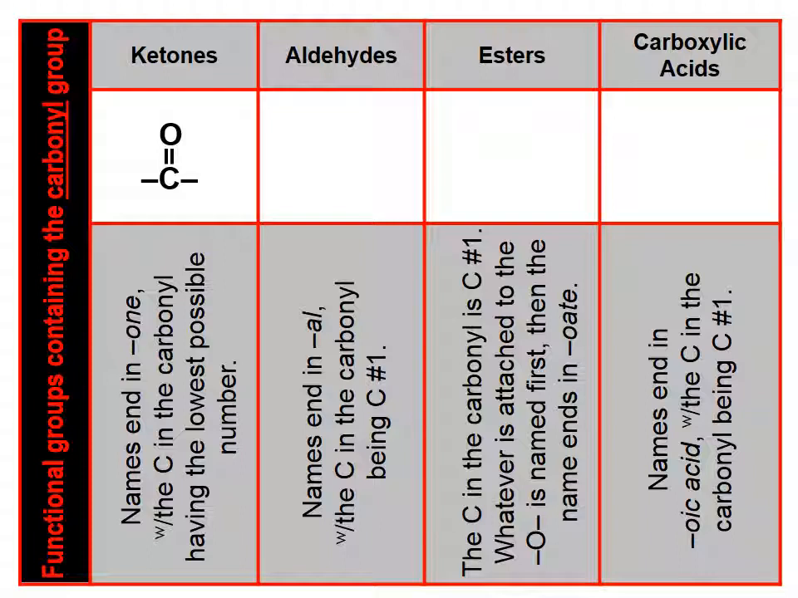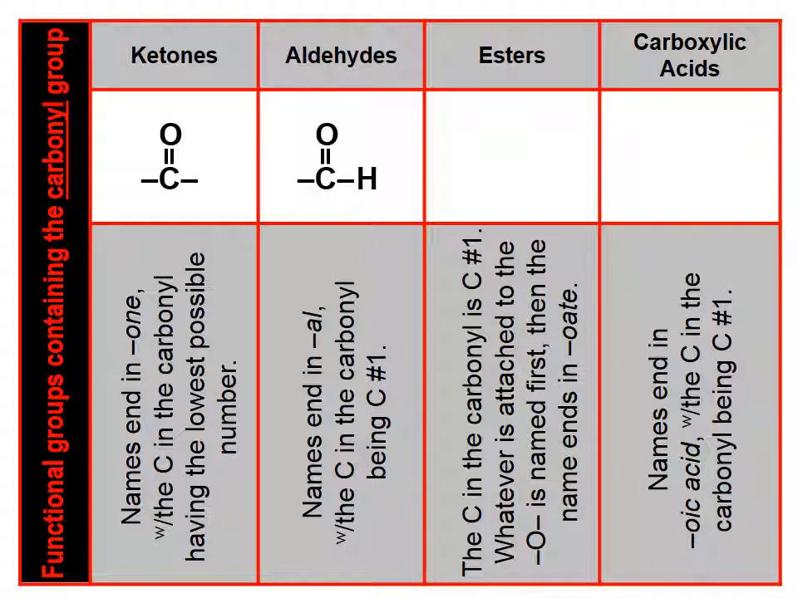Down here at the bottom, printed sideways, it tells us how we need to name these compounds. So I'll go through that quickly and then we'll do some examples. Ketones, the name ends with -one. The carbon in the carbonyl, that is this one that's double bonded to the oxygen, has the lowest possible number. So when you number the chain, you want to get to this carbonyl carbon as quickly as you can.